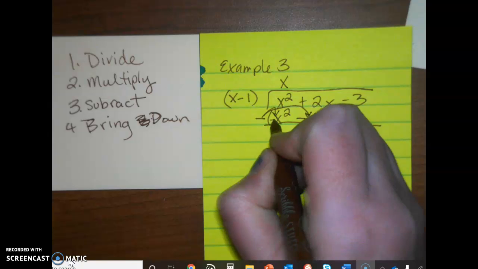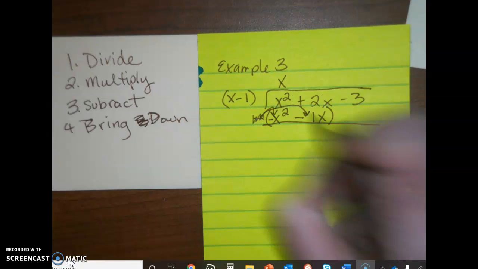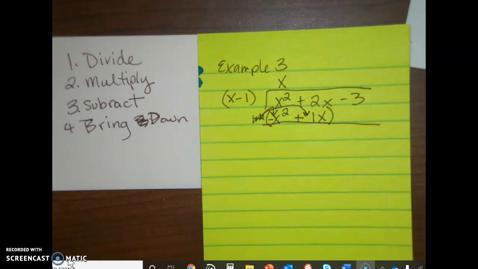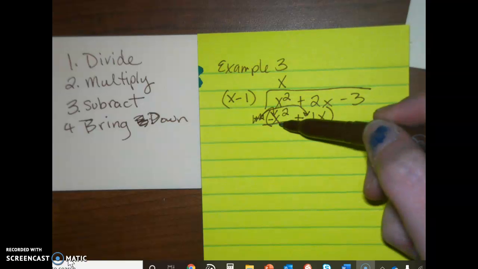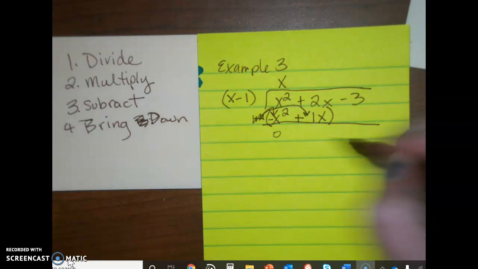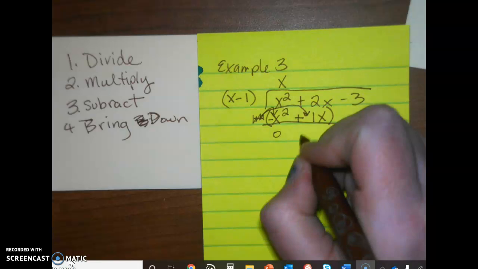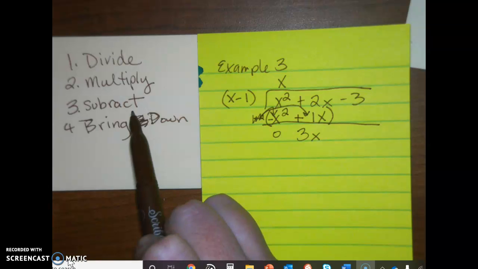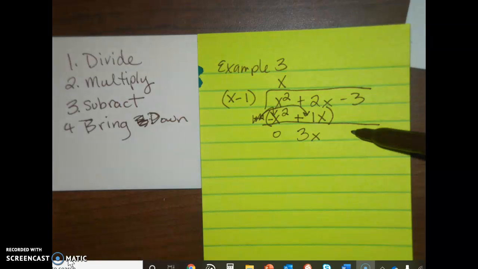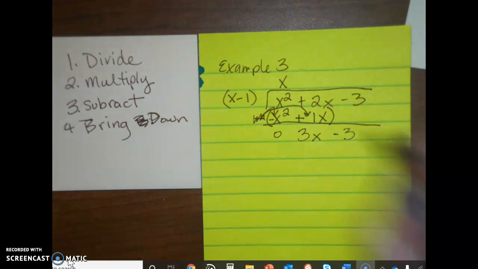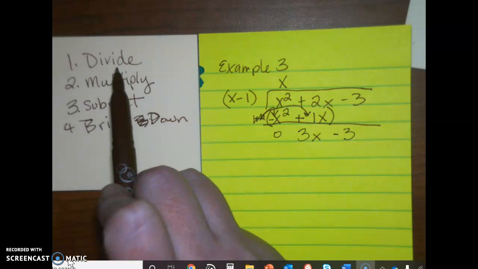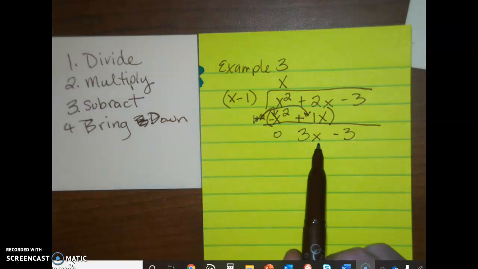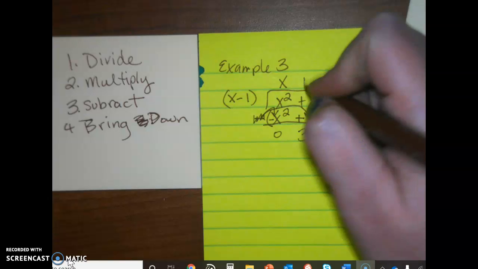Because this has to distribute to each of these parts. So now we're going to get a negative. This goes away. This becomes positive. So x squared minus x squared is no more x squareds. 2x plus 1x equals 3x. So I've done my subtract step. And now I just bring this down. So now we're back to dividing. x into 3x is just positive 3.